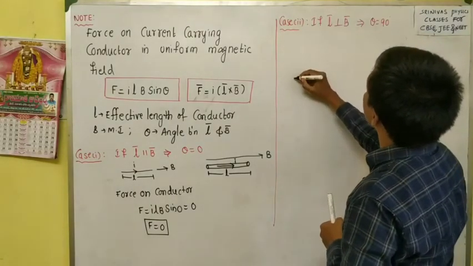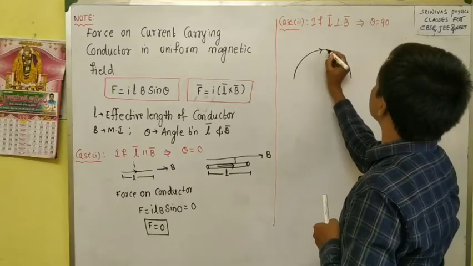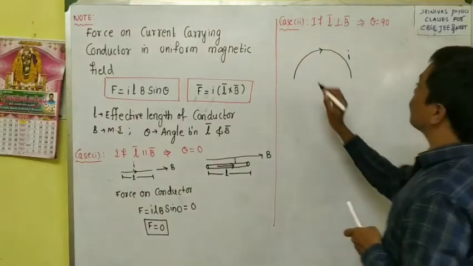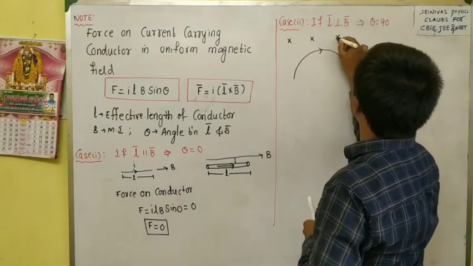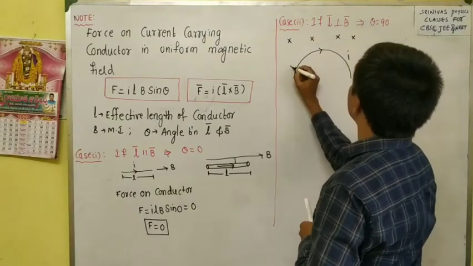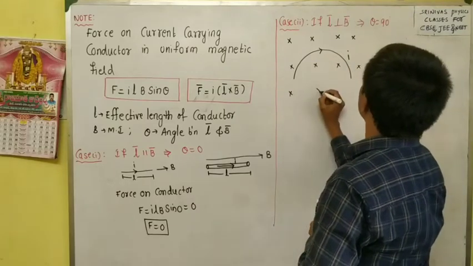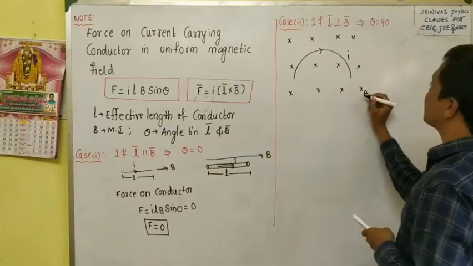Then for the force on the conductor, the situation will be like this. For example, this is a conductor in semicircle shape. It carries current I. Now for example, it is placed in a magnetic field. The magnetic field is just like a cross. Magnetic field is cross. Then what do we write as the force on this conductor?